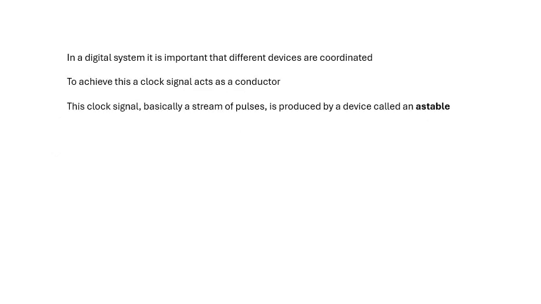Now, in a digital system, it's important that different devices are coordinated. They are synchronized. So there is a conductor for the orchestra, making sure that all the instruments are doing the right thing at the right time. And that's what the clock signal does. And the clock signal is basically a stream of pulses, noughts and ones, produced by an astable multivibrator.